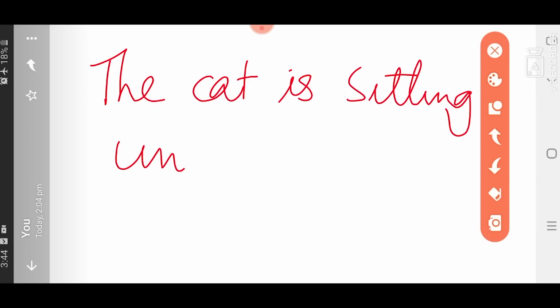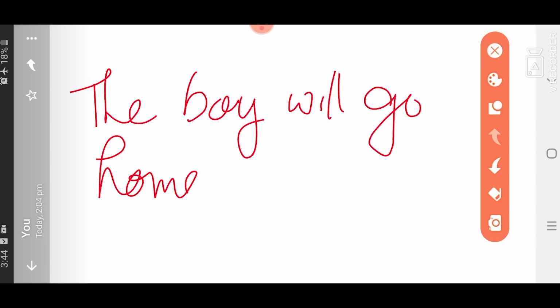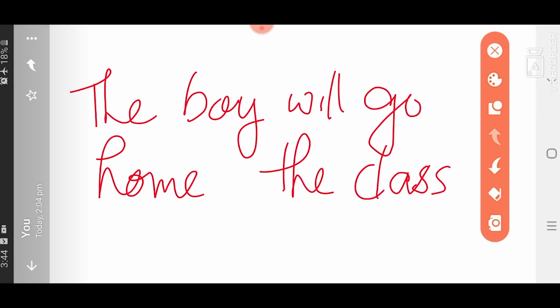Okay, I'll give you another example. The boy will go home the class. Are you confused now? Do you need more clarification? Yes, something is missing there, isn't it? The boy will go home the class. Now the sentence is not conveying the right meaning.